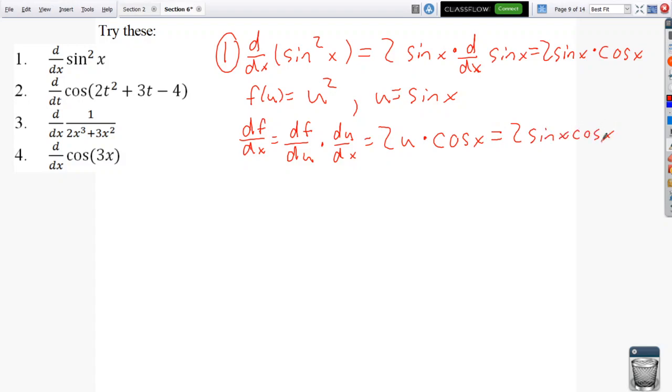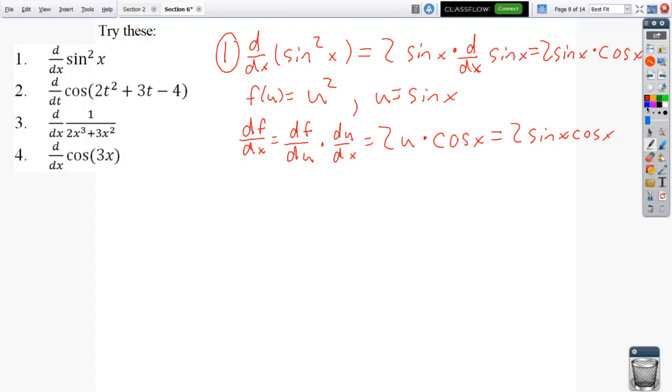I don't care which way you do this, whether you declare your f of u and your u, or if you do the outside in. I will say with practice, the outside in method is a little bit easier and a lot bit faster. You might want to pause, give number 2 a shot, and then come back to me.